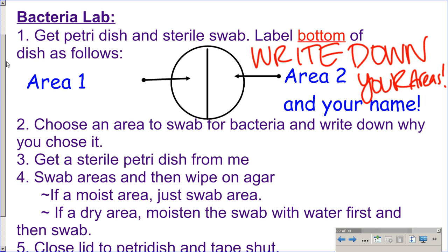Bacteria lab. It's pretty easy. On the back lab station. All right guys, make sure you're writing down your areas on your papers with your samples back there. You label your areas 1 and 2, and then put that back there.